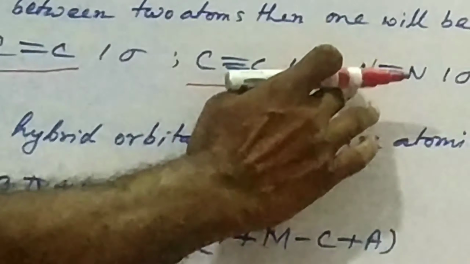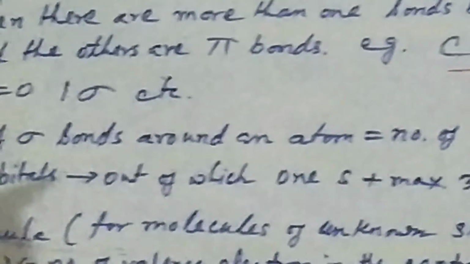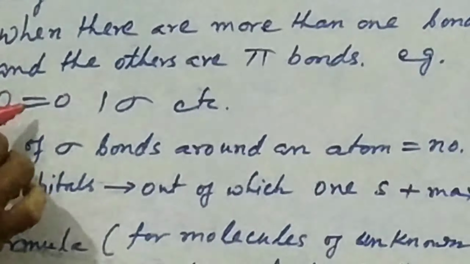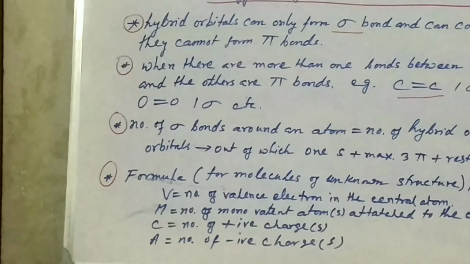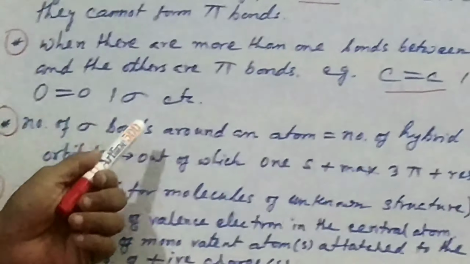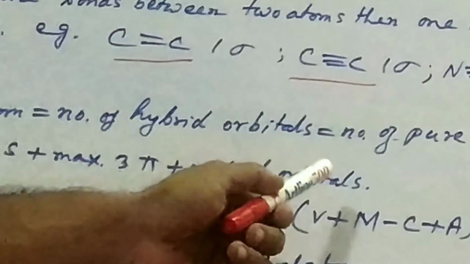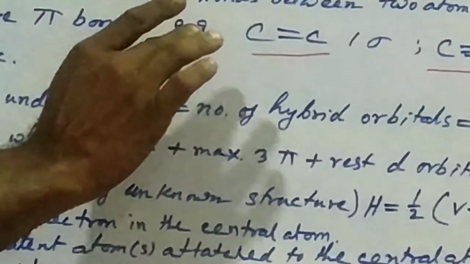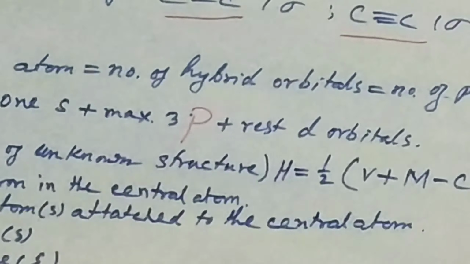In the nitrogen molecule, N triple bond N, one is sigma bond and the other two are pi bonds. Similarly, in the oxygen molecule, O double bond O, one is sigma bond and the other is pi bond. So, number 3, the number of sigma bonds around an atom is equal to the number of hybrid orbitals, which is equal to the number of pure atomic orbitals, out of which one will be s and maximum 3 may be p, and the rest of all are d orbitals.